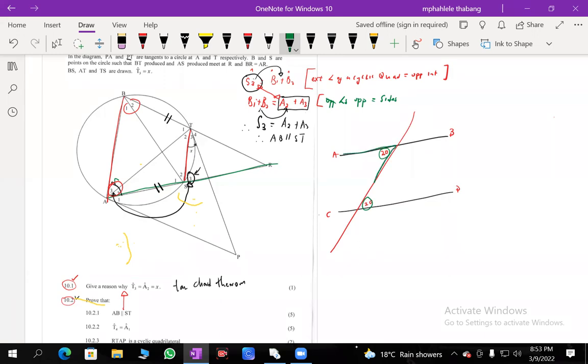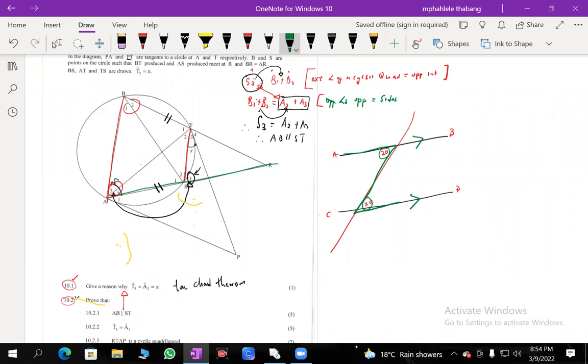So we call them alternate angles. Once alternate angles are equal, it means the lines are parallel. Once the lines are parallel, it means the angles are alternate angles. They should be equal.